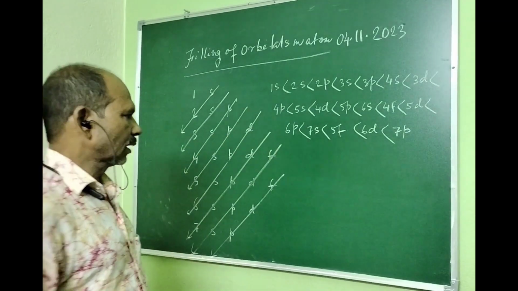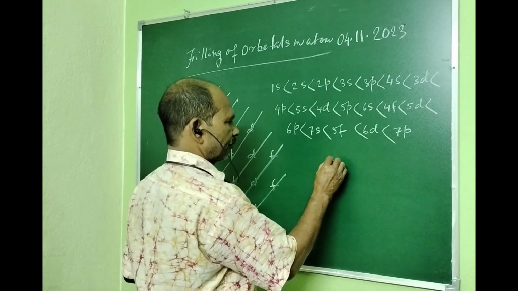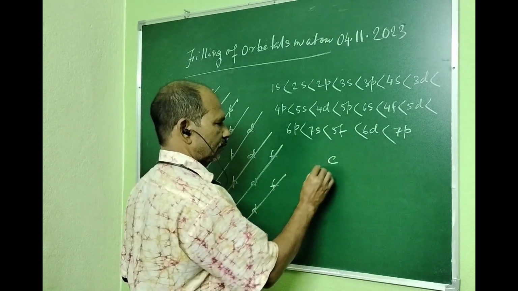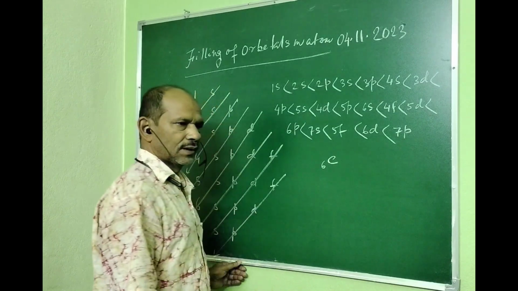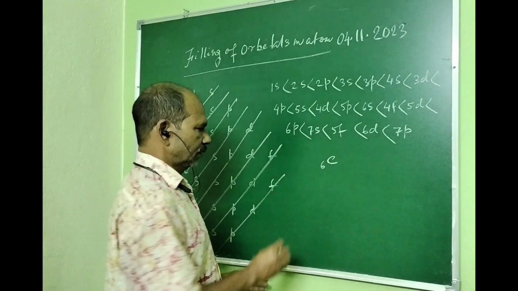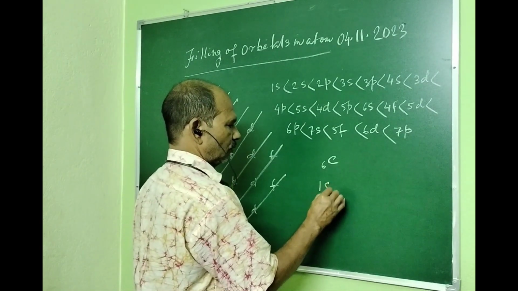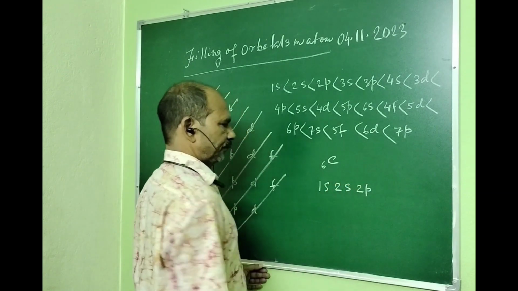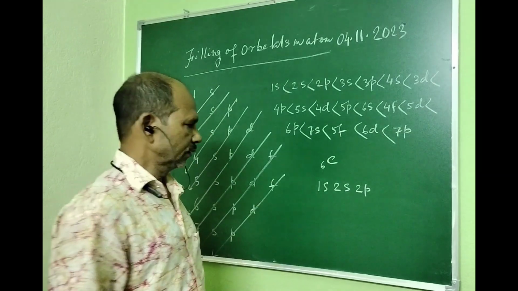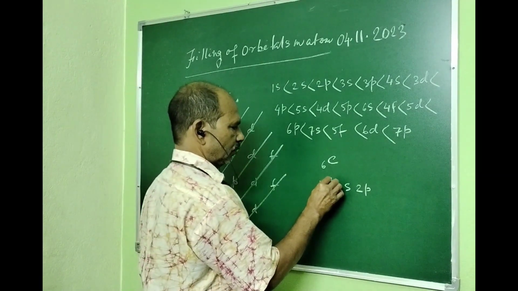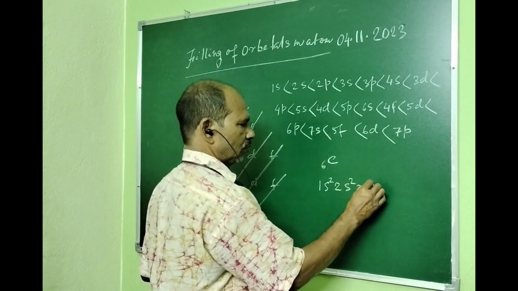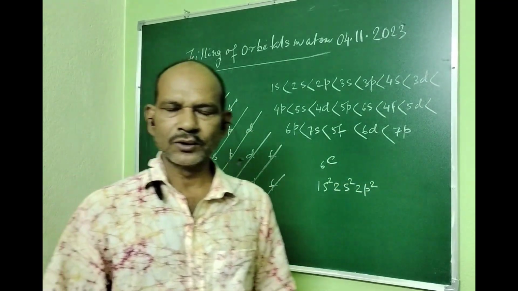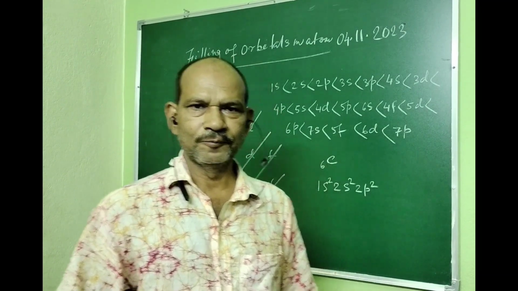Suppose we consider the element carbon. What is the atomic number? Atomic number is 6. So we get 1s, 2s, and 2p. There are 6 electrons. We fill up like this: 2, 2, 2. That means the electronic configuration of carbon is 1s2, 2s2, 2p2.